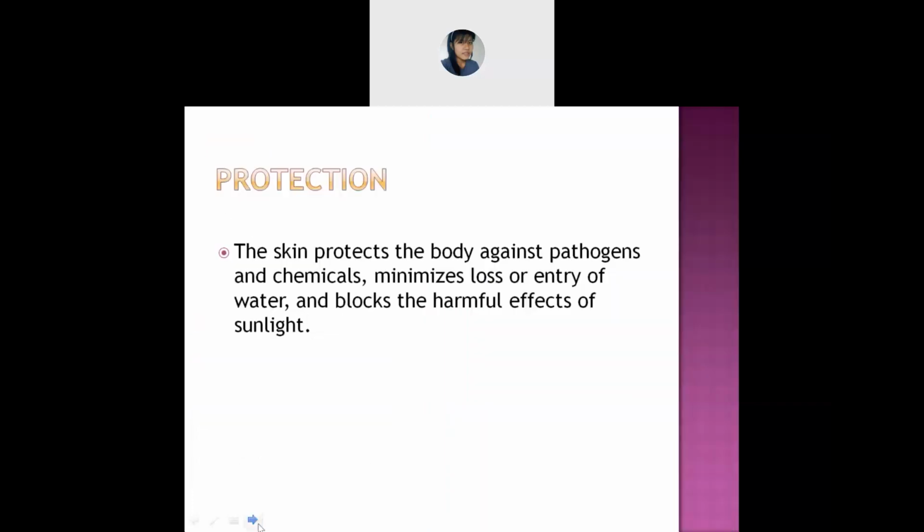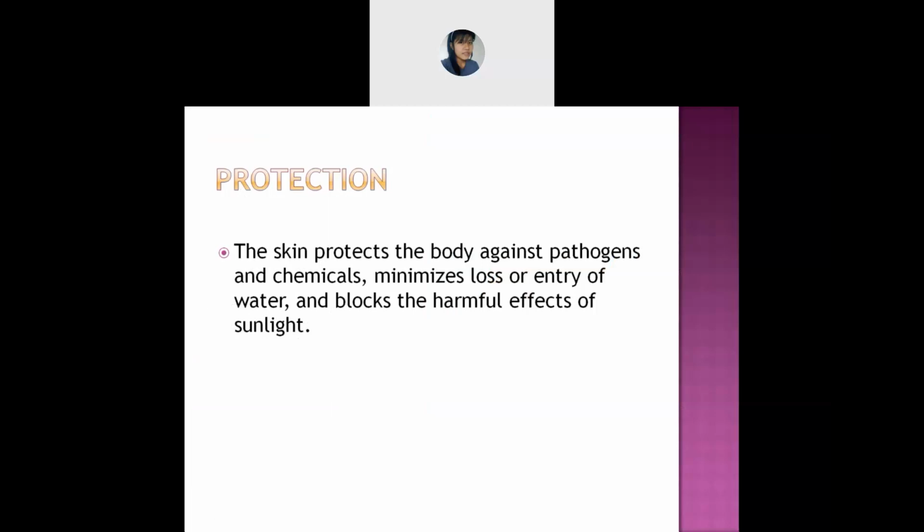Okay, next, the skin also protects us from what? Against pathogens and chemicals. So it also protects us from some harmful things and some chemicals, and it also minimizes loss of water, meaning the dehydration I mentioned. It prevents us from getting dehydrated, meaning losing fluids from our body, and blocks the harmful effects of chemicals, meaning the UV rays and all that.